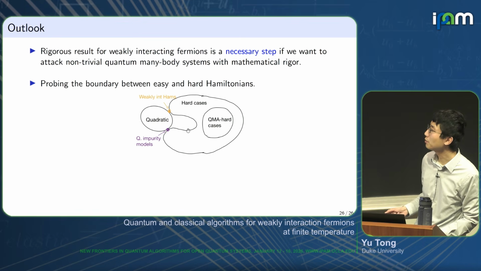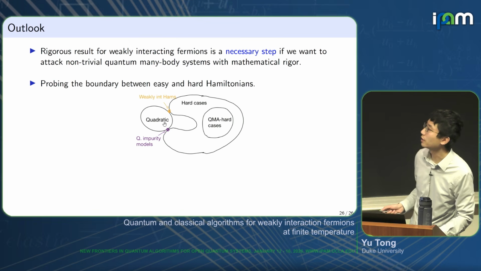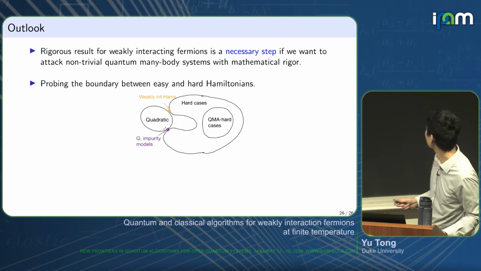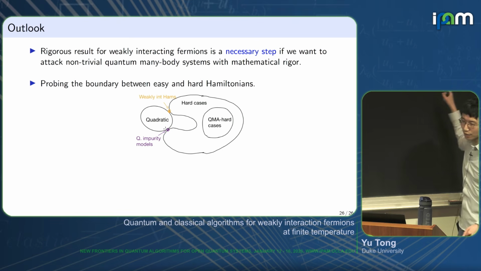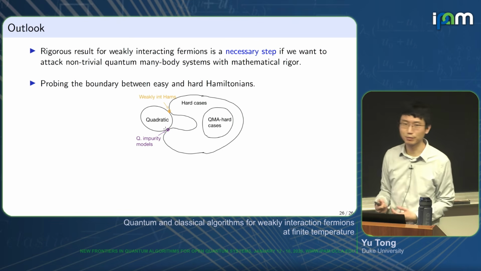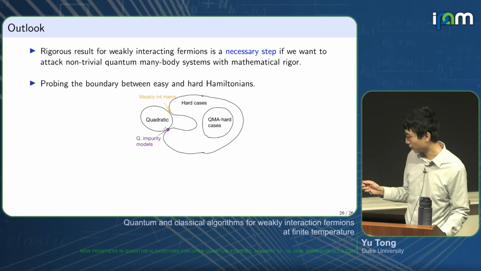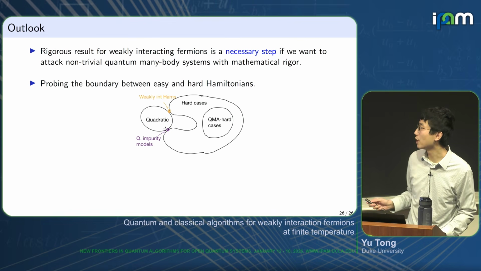Another such example is the quantum impurity model, which I think is also worth studying. There, instead of having small perturbation everywhere, you have a potentially large interaction, but only on one site. So then how do you deal with it? That's another problem people care very much about.